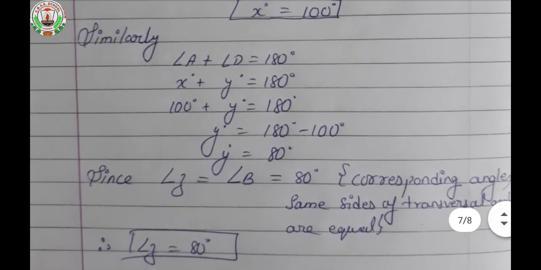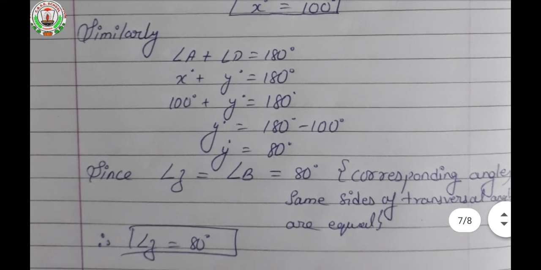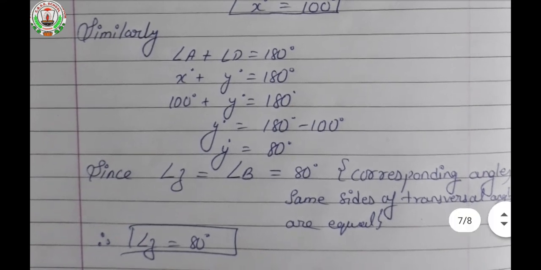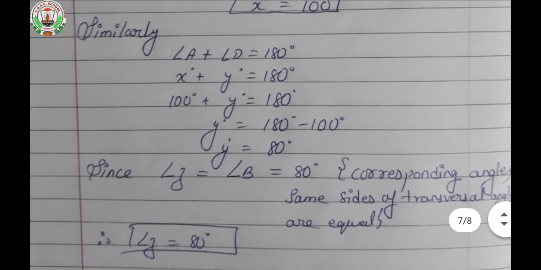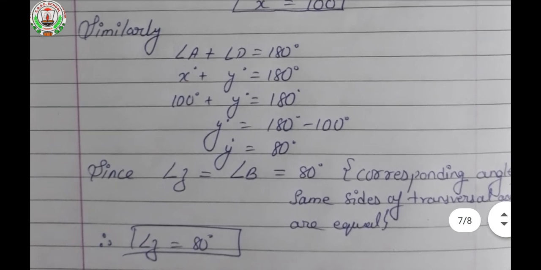Clear? Now the last one, Z, isn't it? So angle Z is equal to angle B is equal to 80 degrees. Why is it so?